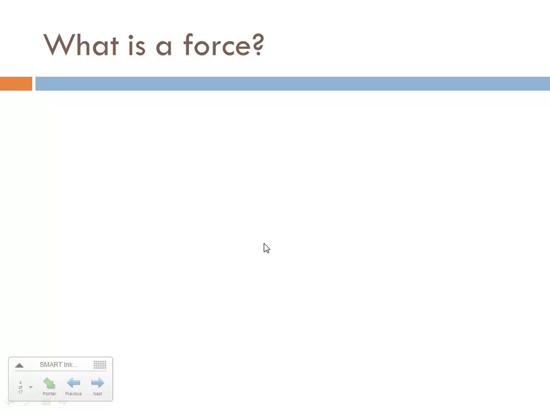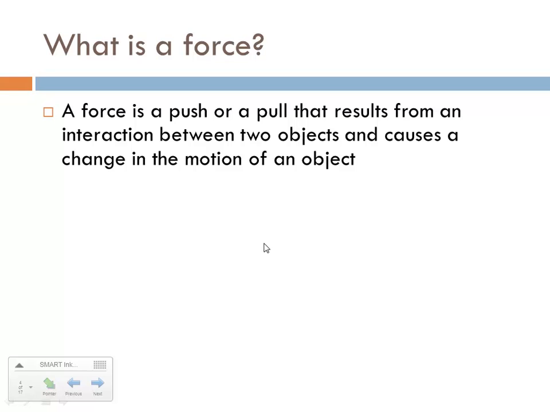So what is a force? A force is a push or pull that results from an interaction between two objects and causes a change in the motion of an object. And that's the key for a force. If it can change the motion of an object, it's a force. Even if you're not moving something, you have the potential to do it, therefore it's a force.